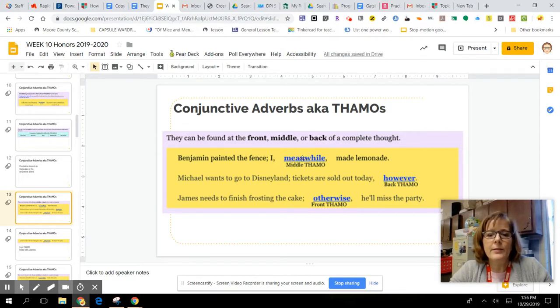Okay, so in this case, in the first sample, meanwhile interrupts the independent thought, I made lemonade. In the second sample, the THAMO is at the end of that independent thought. Tickets are sold out today, however. And in the third example, the THAMO is at the front of that independent clause. Otherwise, he'll miss the party.